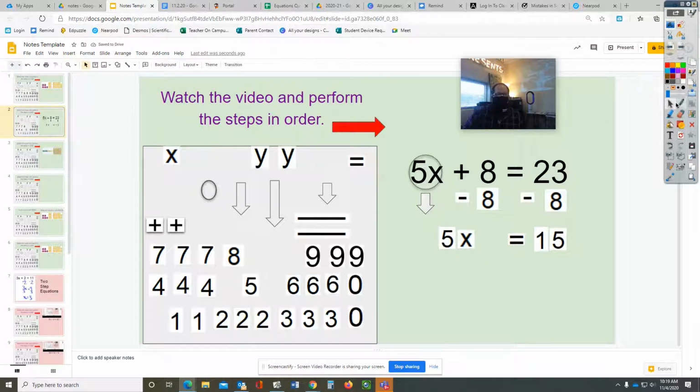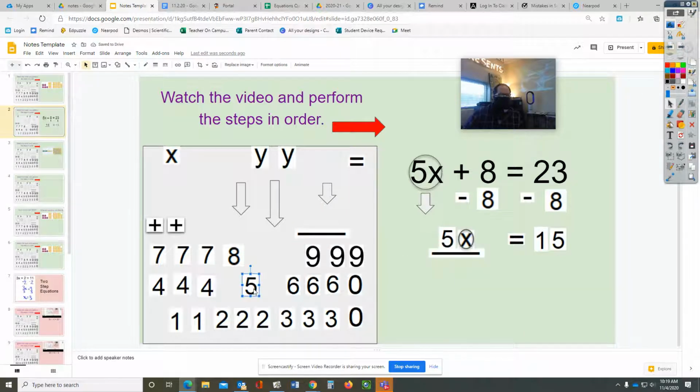So now here is the new equation I'm going to work with. 5x equals 15. Now, the 5 and the x is side by side. So once again, I'm going to go ahead and put the circle around the x, so that isolates it. And the 5 right next to it is multiplying it. Because they're side by side, they're going to multiply. And the opposite of multiplication is division. So I'm going to use this fraction bar right here to show division.